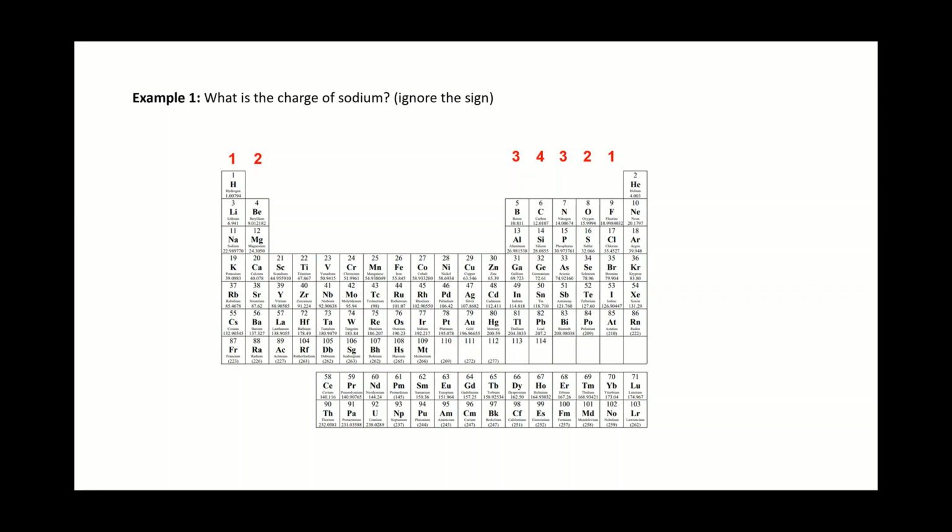The next step is to find where sodium is on the periodic table. And there is sodium shown in red. You can see that it's in the first column, and if you go up to the top, you can see the charge is 1, and therefore the charge of sodium is 1.